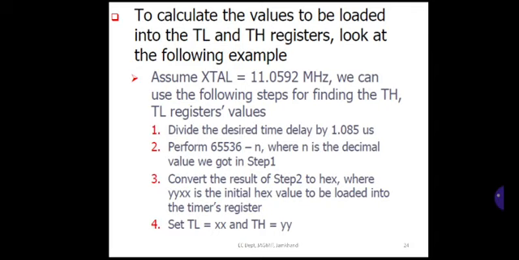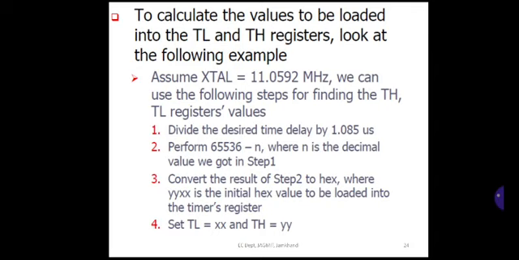When you divide the time delay by 1.085 microseconds, you will get some number. That number must be subtracted from 65,536. Why 65,536? Because we are using timer mode 1, in which counting goes from 0000 to FFFF, the maximum number plus 1. So 65,536 minus the result of dividing the time delay by 1.085 microseconds. Then the third step: convert the result of step 2 into hexadecimal. Whatever number you get in decimal, convert that number into hexadecimal.